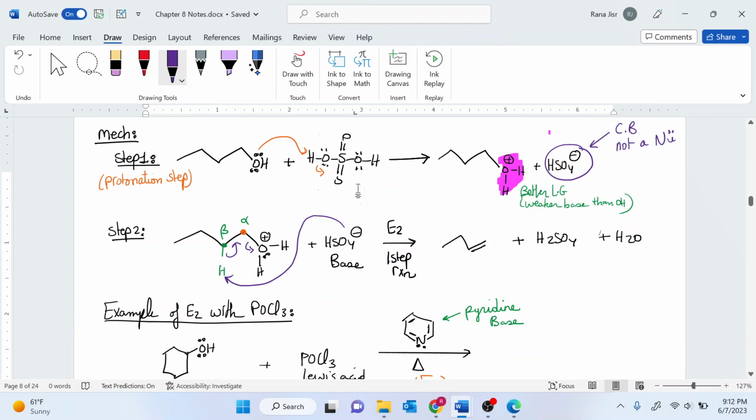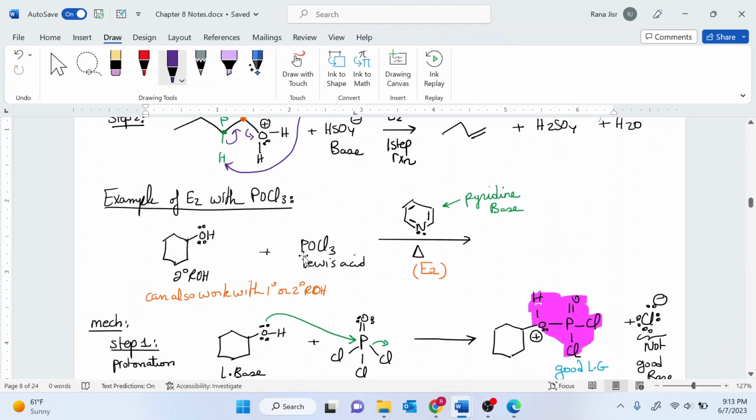If you are dealing with secondary and tertiary alcohols, then with this type of acid, the reaction is going to go by E1 and not E2. The reaction can go by E2 if you use the Lewis acid phosphorus oxychloride. In this case, yes, no matter what the type of the alcohol that you are starting with, primary, secondary, or tertiary, the reaction is going to proceed by only E2 elimination.